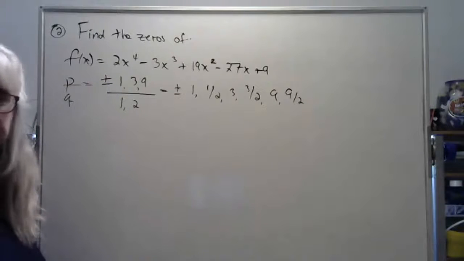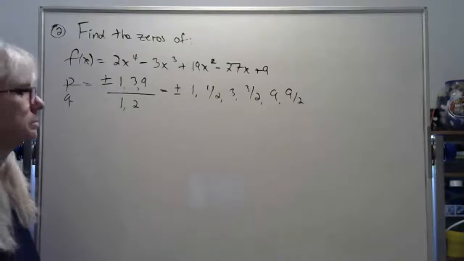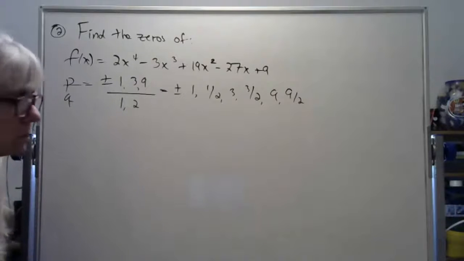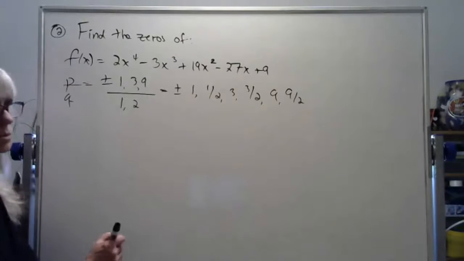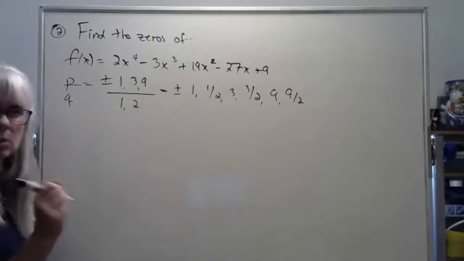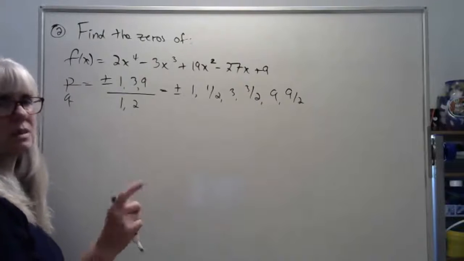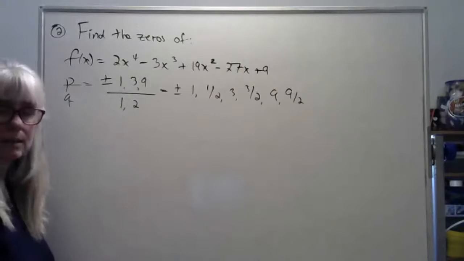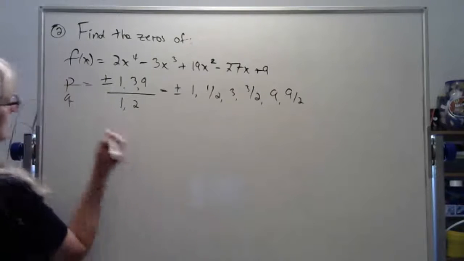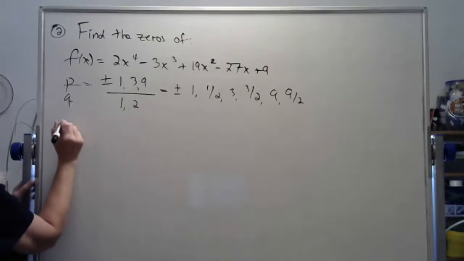Okay, now what? What's our next step? Synthetic division with all our zeros. Yeah, and how am I going to figure out which numbers to try? Should I try all of those until I find one that works, or is there something we can use technology-wise that will help reduce that? How about we graph it on our calculator?